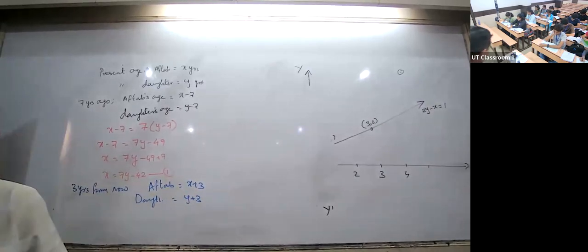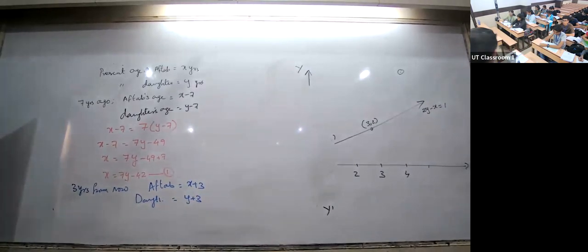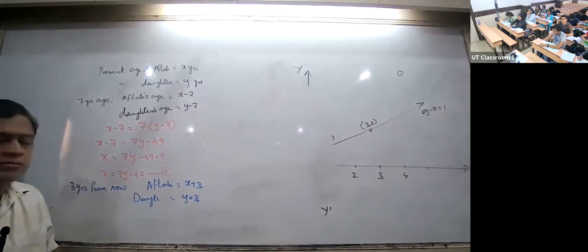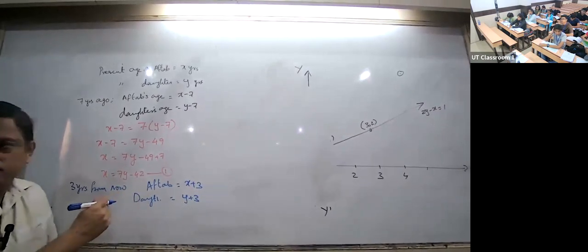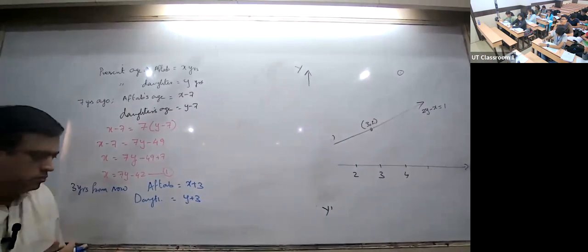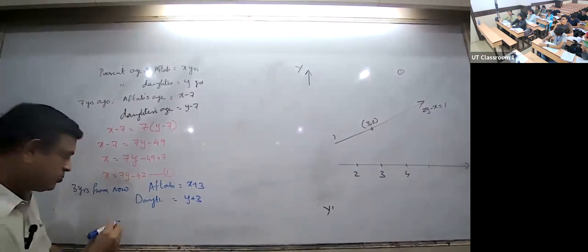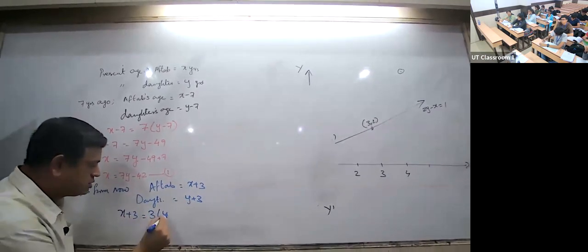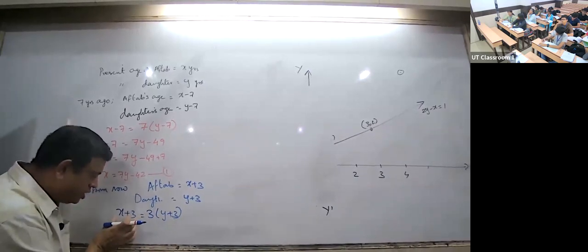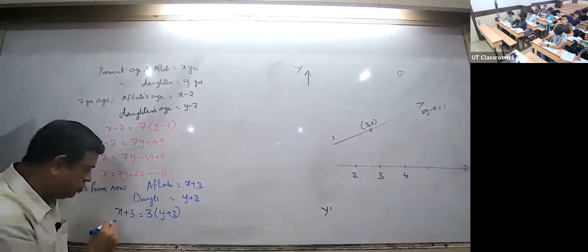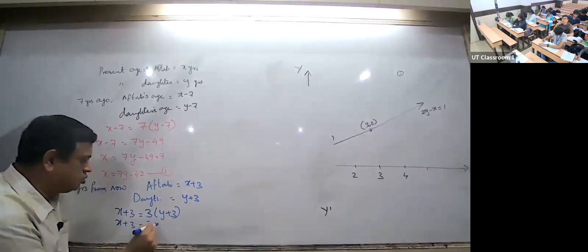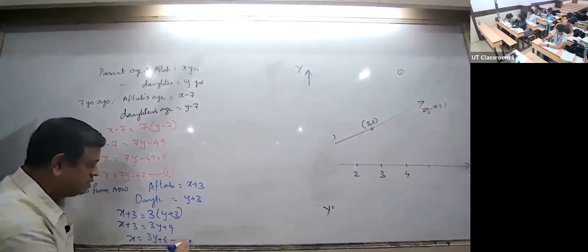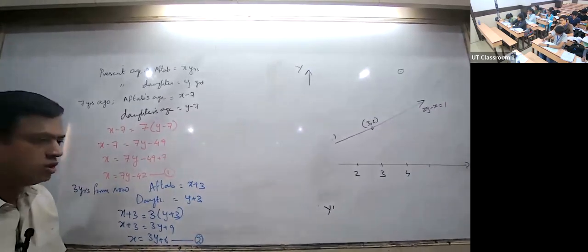Now check what is the condition. 3 years from now, I shall be 3 times my daughter's age. What's the meaning? Tell the equation. x plus 3 is equal to 3 times y plus 3. I hope all of you followed. Aftab's age is equal to 3 times daughter's age. Open the bracket. x plus 3 is equal to 3y plus 9, or x is equal to 3y plus 6. Second condition. So you got both the equations.